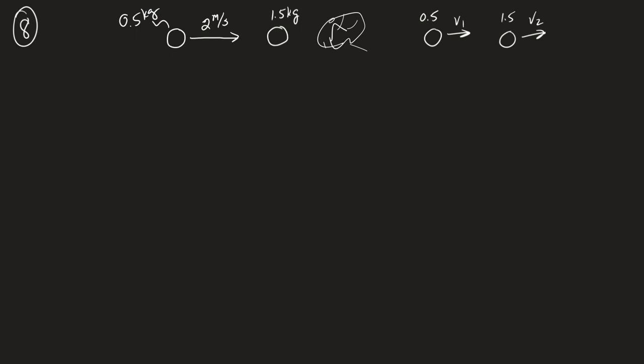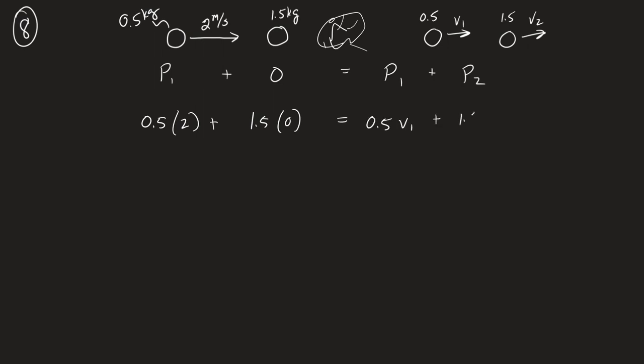So I'm going to start with a momentum relationship first. I'll have the momentum of the first ball plus 0, because the second ball has no momentum. And that has to equal the momentum of the first ball plus the momentum of the second ball. So that will be 0.5 times 2 plus 1.5 times 0. And that has to equal 0.5 times V1 plus 1.5 times V2. You can't solve that. There's one equation and two unknowns. You need more information.